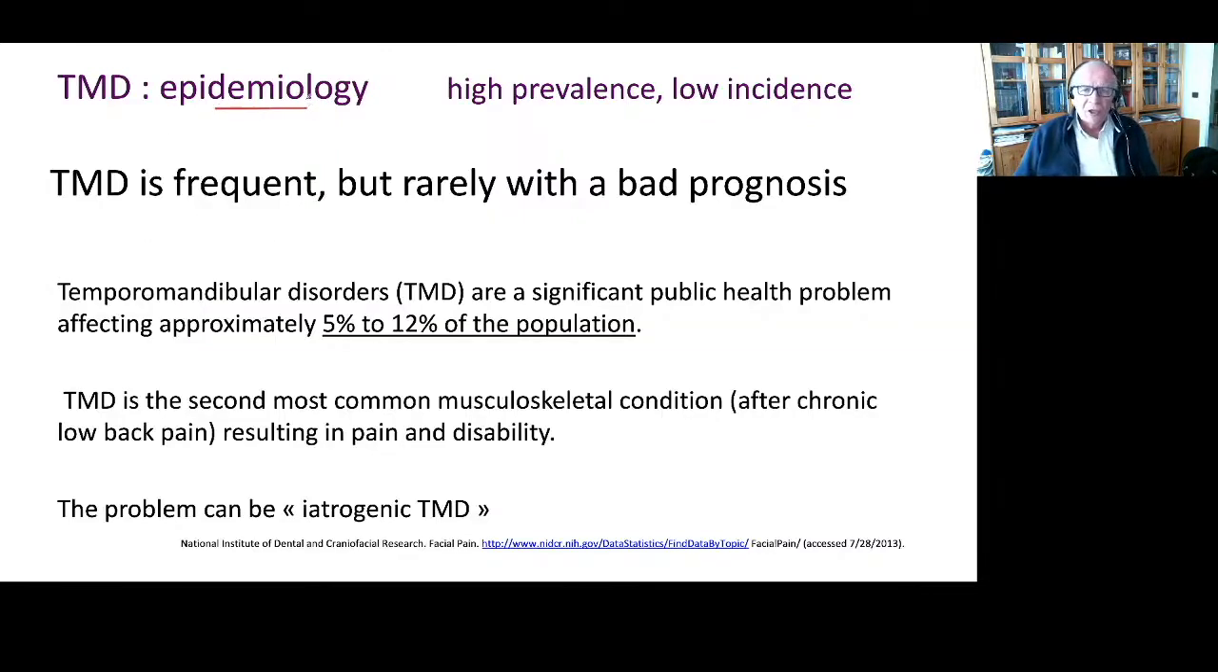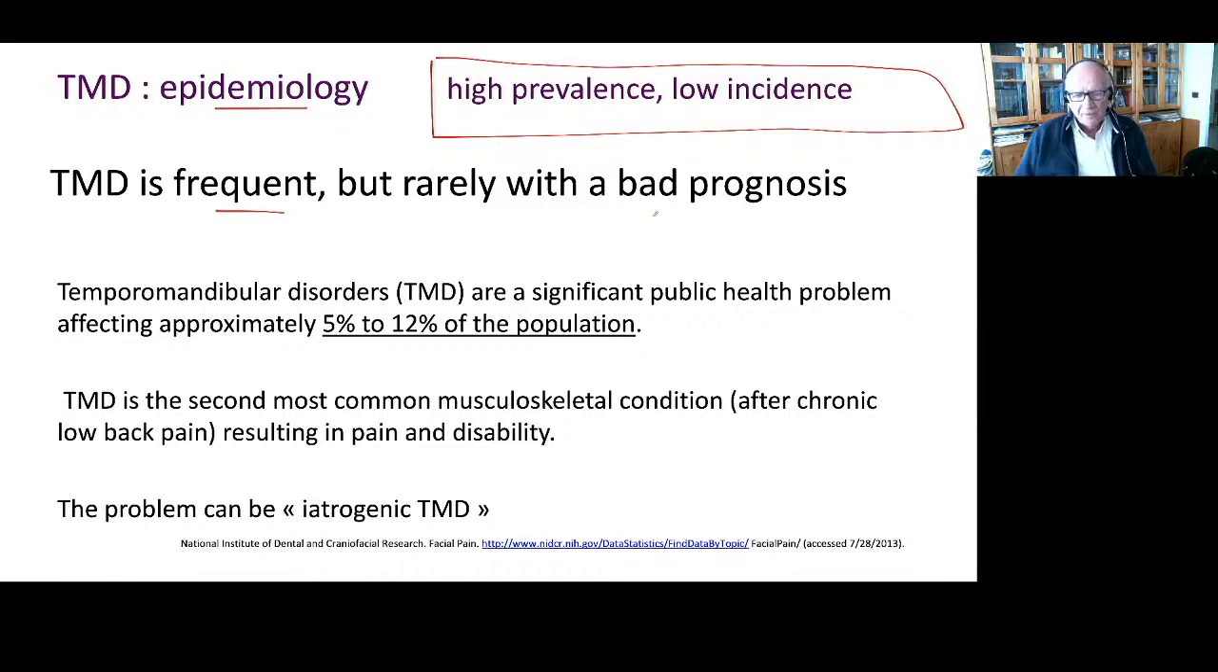The epidemiology of TMD is summarized by high prevalence and low incidence. That means that it is very frequent, but rarely with a bad prognosis. Very frequent is around 10% of the population. And it is the second most common musculoskeletal condition after chronic low back pain in general.